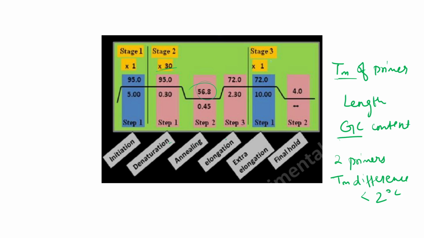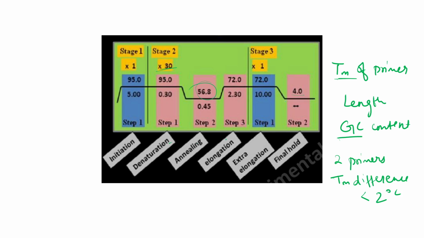Then comes the next stage, where an extra extension time is given. Generally 10 minutes of extension is given at 72 degrees Celsius for all the remaining single stranded DNA to get amplified, and then we reduce the temperature to 4 degrees Celsius for infinite time, so that the reaction will be stable.